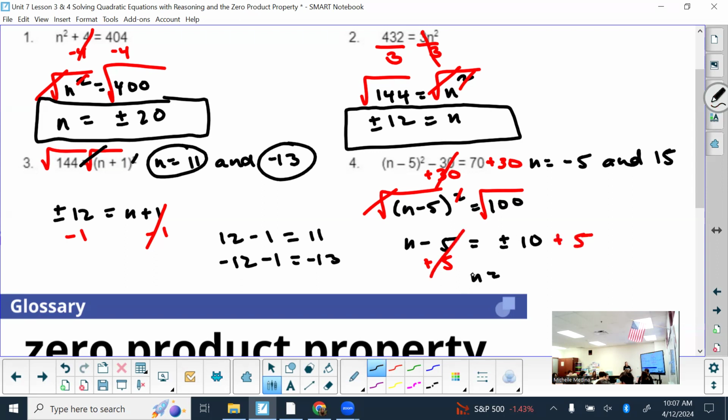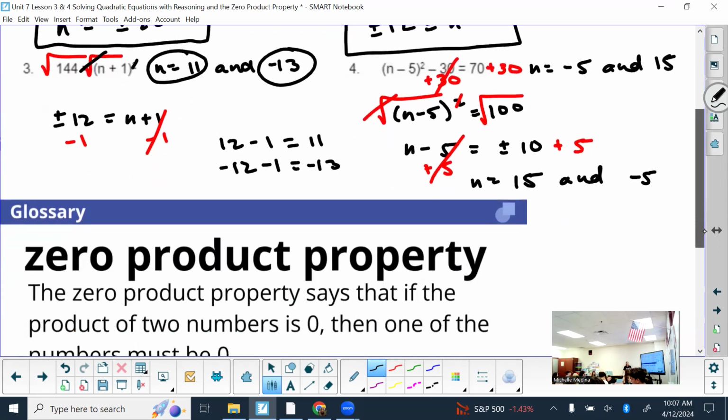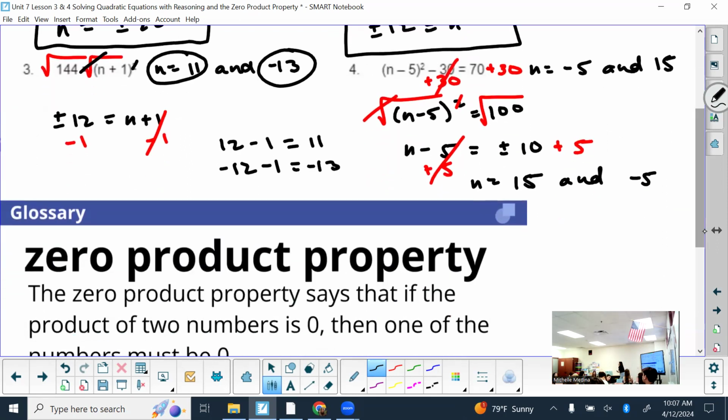And we get a +10 plus 5, which is 15, and a -10 plus 5, which is -5. Okay, that's where we get the two solutions from, because of that square root. Questions, comments, concerns? Good skills. Need that moving forward, how to isolate variables.